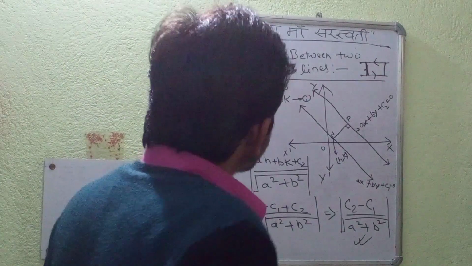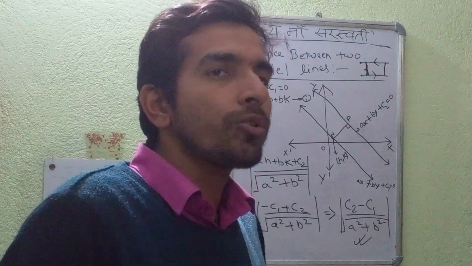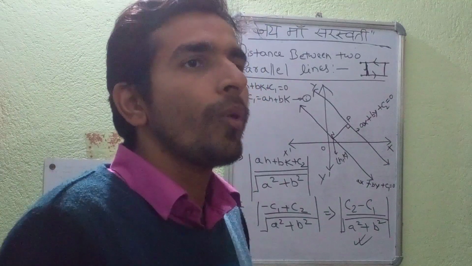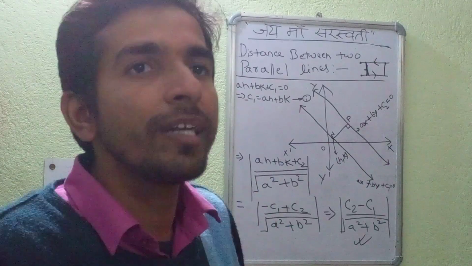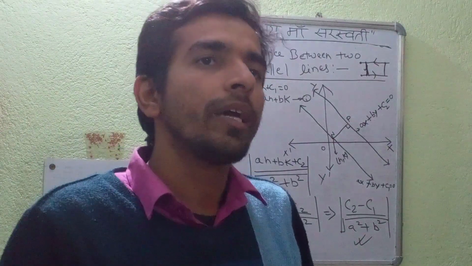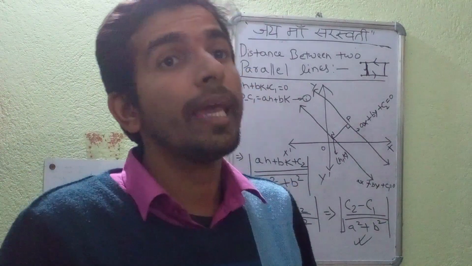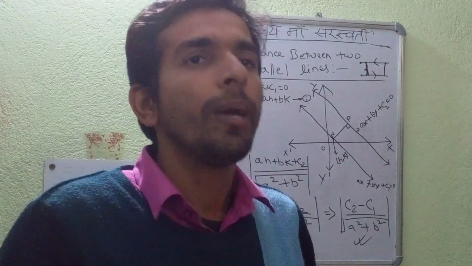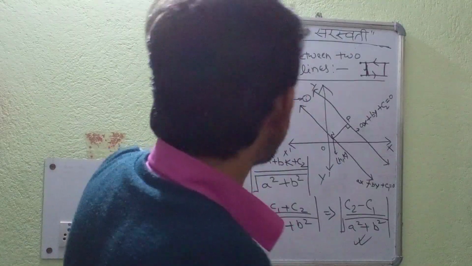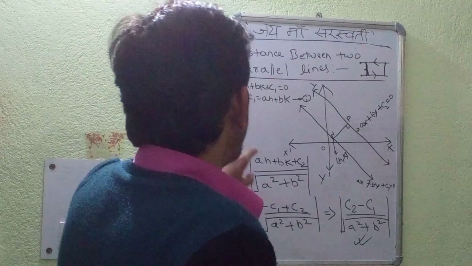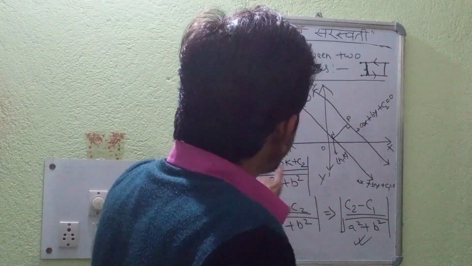Now, as per the distance formula, whenever we want to calculate the distance from a point (x1, y1) to the line ax + by + c = 0, the formula is (ax1 + by1 + c) divided by the square root of a squared plus b squared. So we have used the same concept here. We have taken the point (h, k) and multiplied the coefficients.